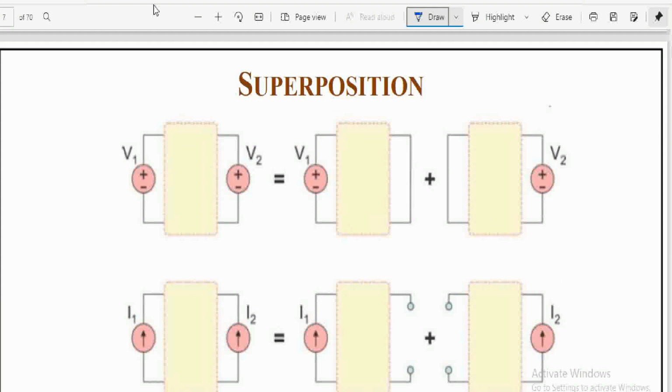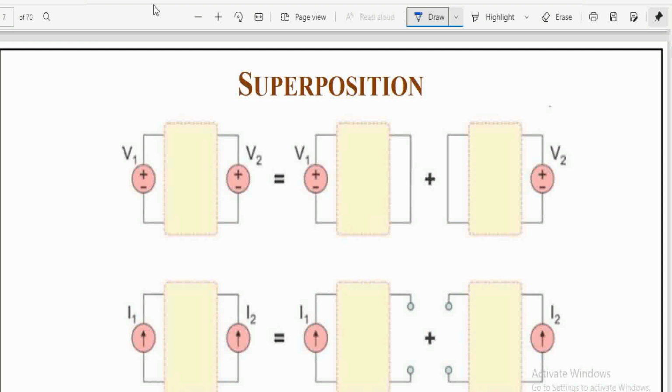For example, this is a circuit. So what is the statement of the superposition theorem? In any linear bilateral network with two or more independent sources, the response across any element is equal to the sum of the individual responses obtained by considering only one source at a time. And while considering a single source, the other sources are replaced with their internal resistance.